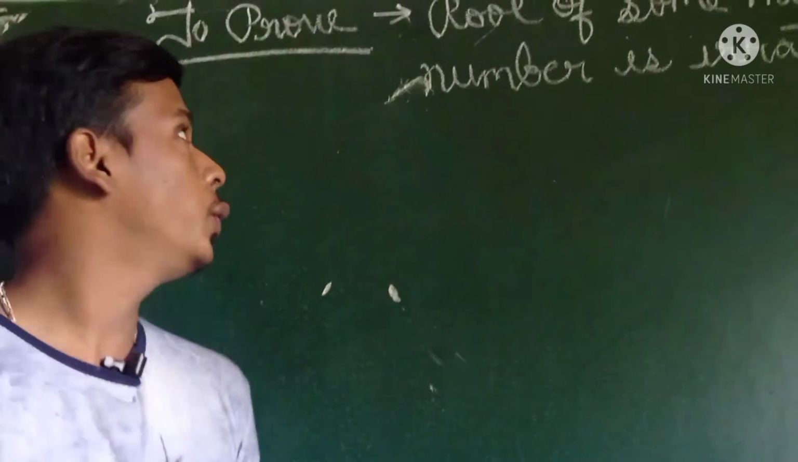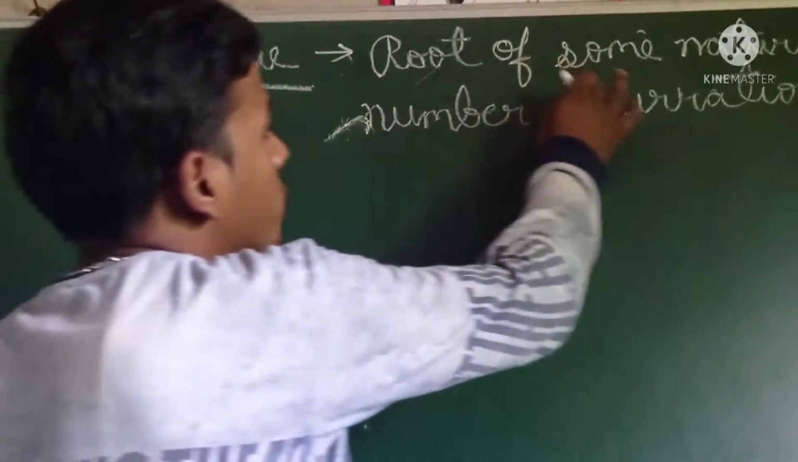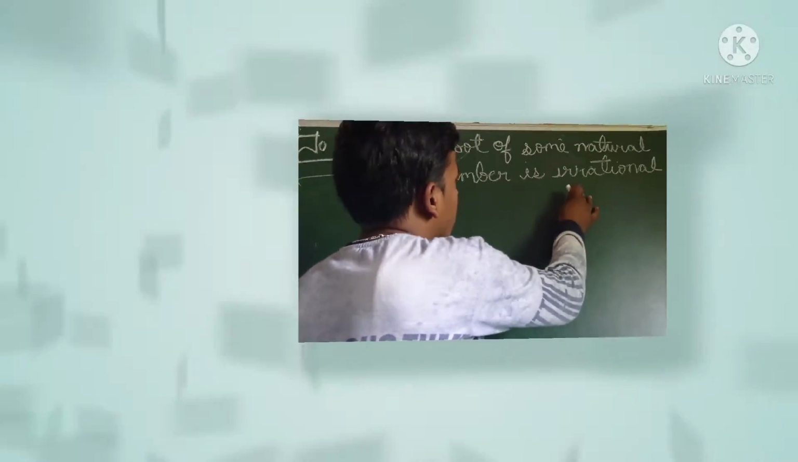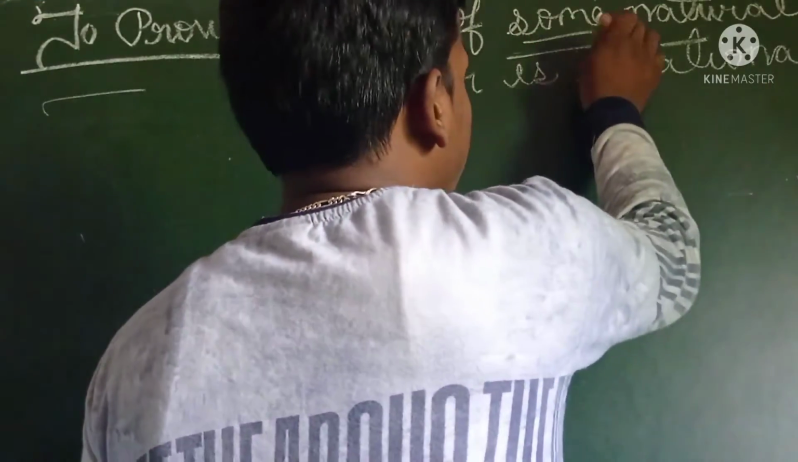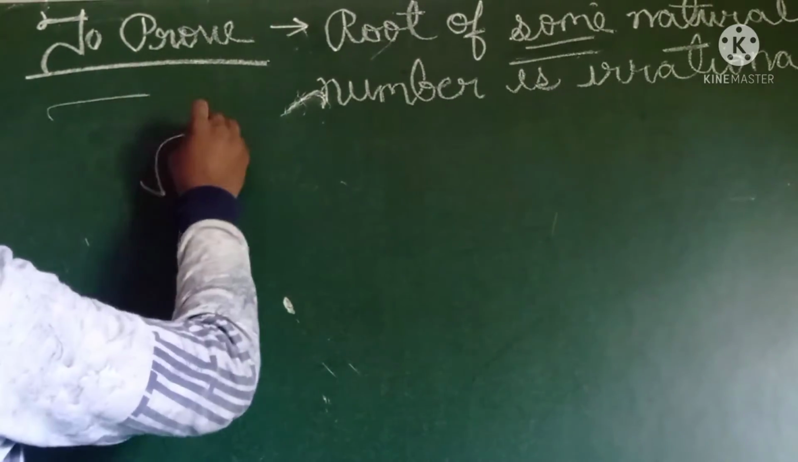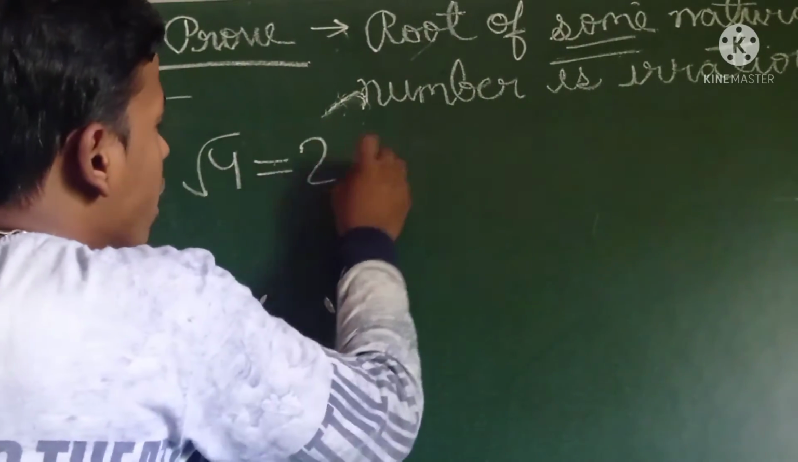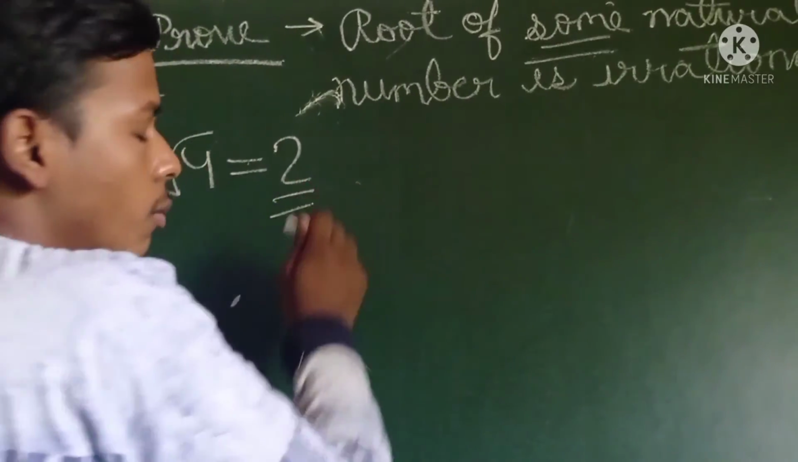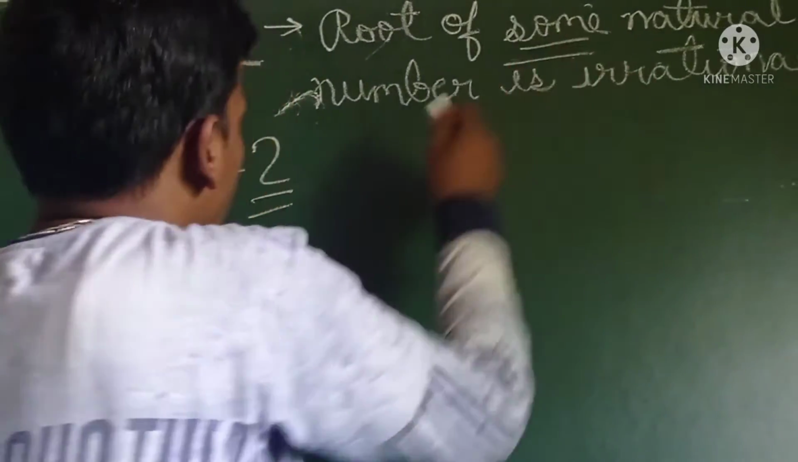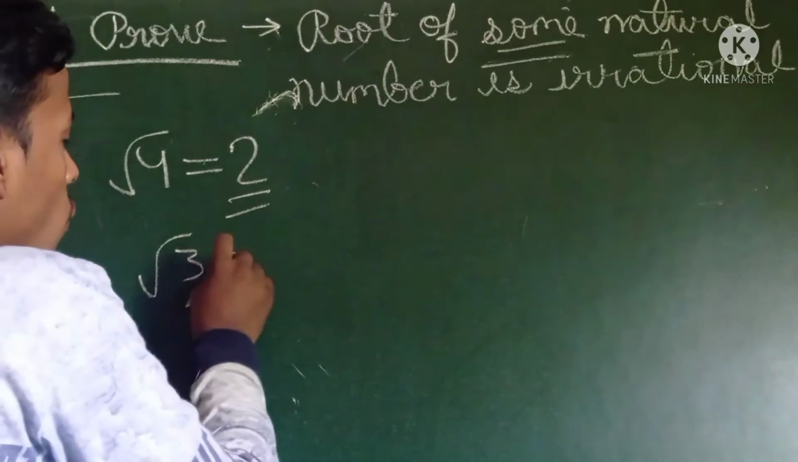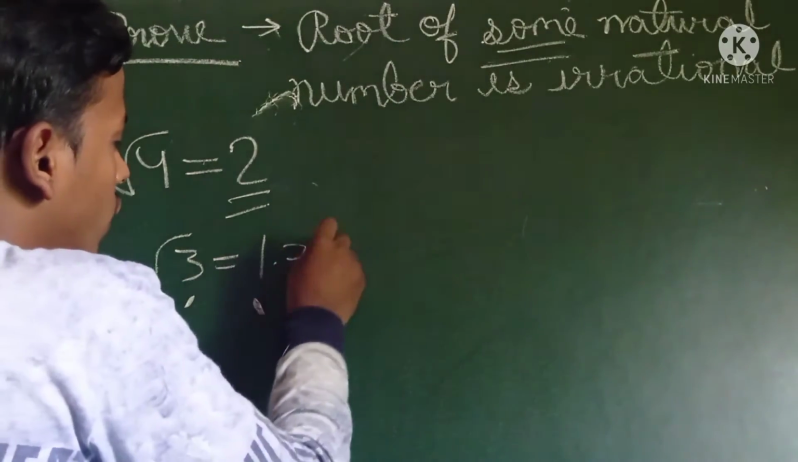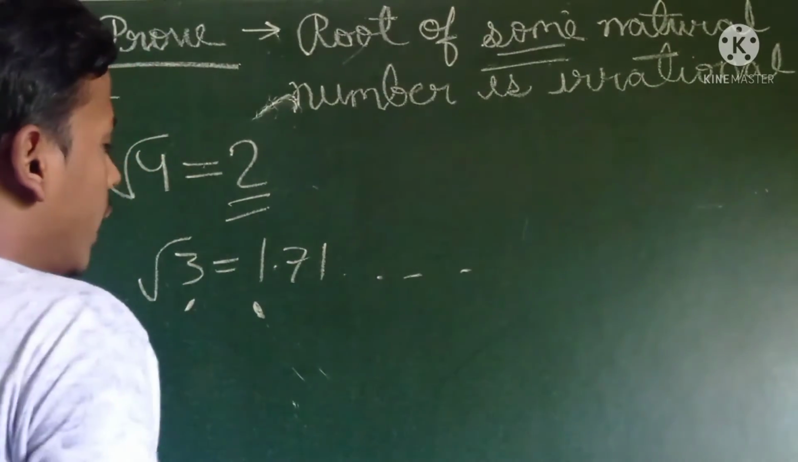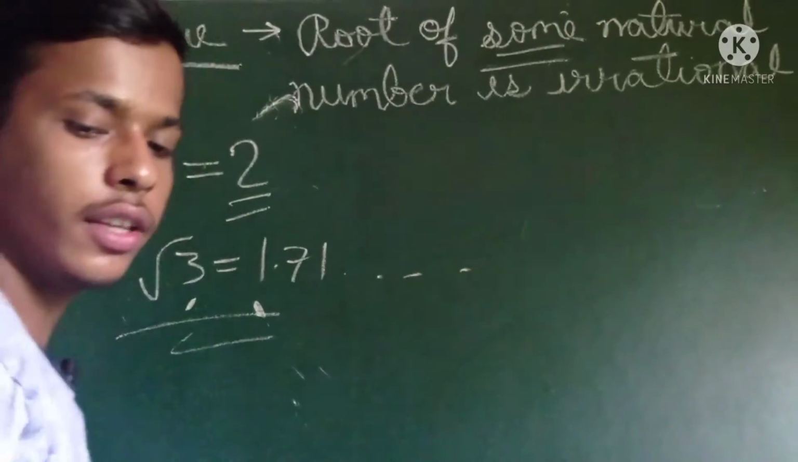Today, we are going to prove that roots of some natural numbers are irrational. Here I have written "some." You have noted that "some" means not all natural numbers, such as root 4 equals 2, which is a rational number. So I have written some natural numbers, meaning root 3, whose value is 1.73 something, that is irrational. So let's start the video.